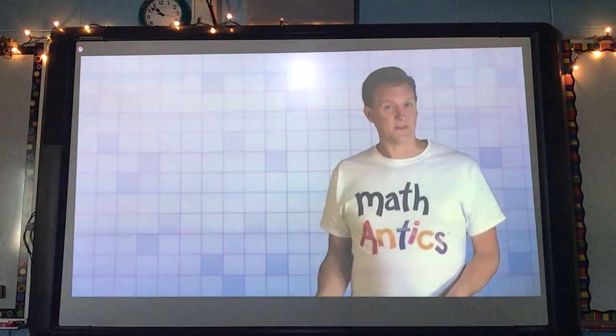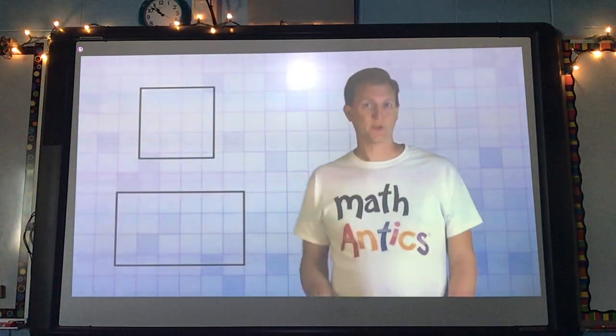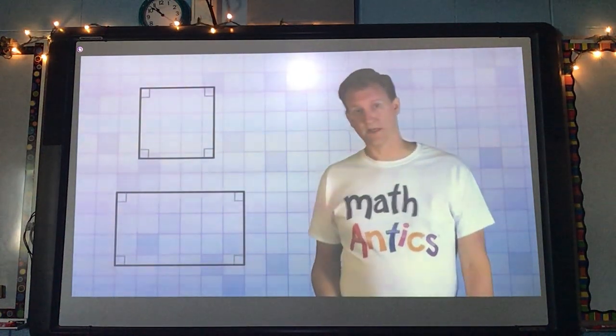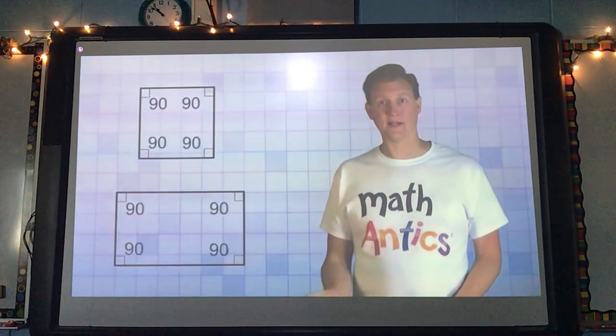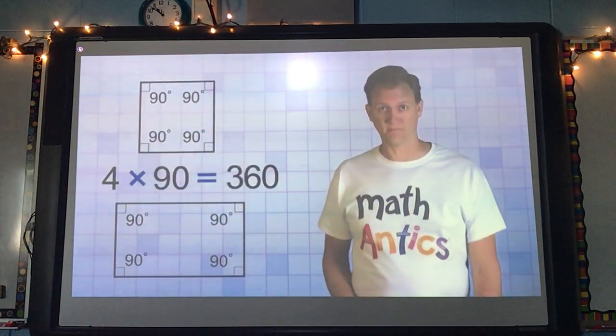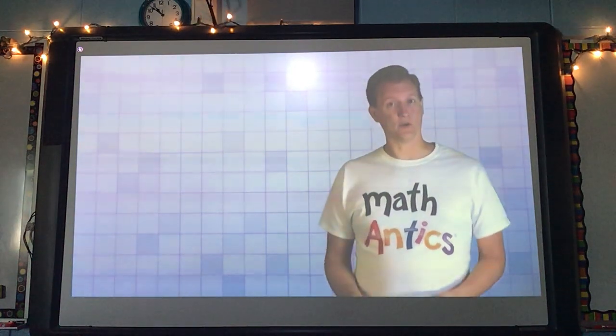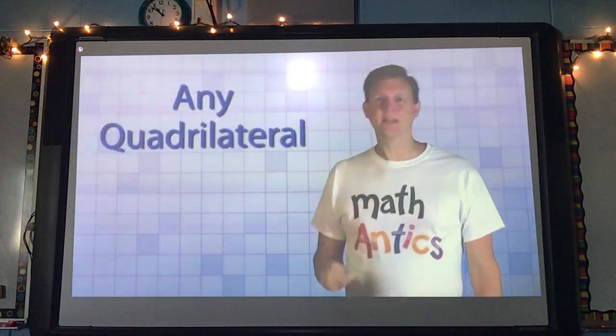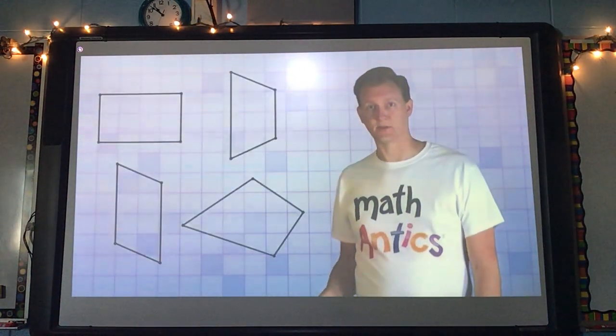Now that's pretty obvious for a square or a rectangle. Those shapes have 4 right angles. And since we know that a right angle is 90 degrees, 4 times 90 gives us 360. But to see that it's also true for any quadrilateral, let's have a look at these 4 different examples.